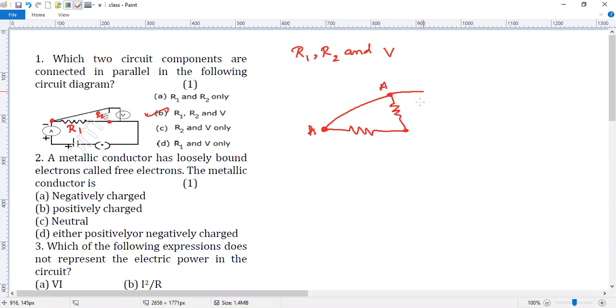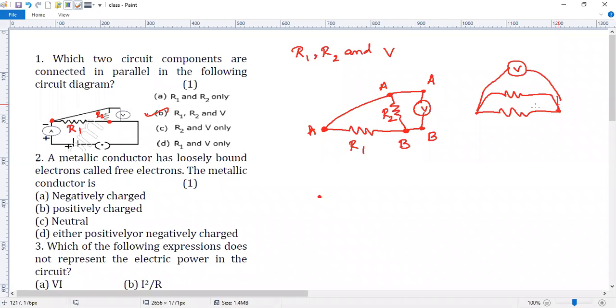In the same way, they have connected the voltmeter as well. If you take this point as B, this is also the junction B. So this also you can imagine to be A. You are able to get it? So all three, R1, R2 and V, are connected in parallel. Equivalently, between A and B you can connect R1 like this, then R2 like this, and then the voltmeter like this. So all three are connected across the two junctions A and B, you can imagine, in this circuit diagram. You're able to get it?